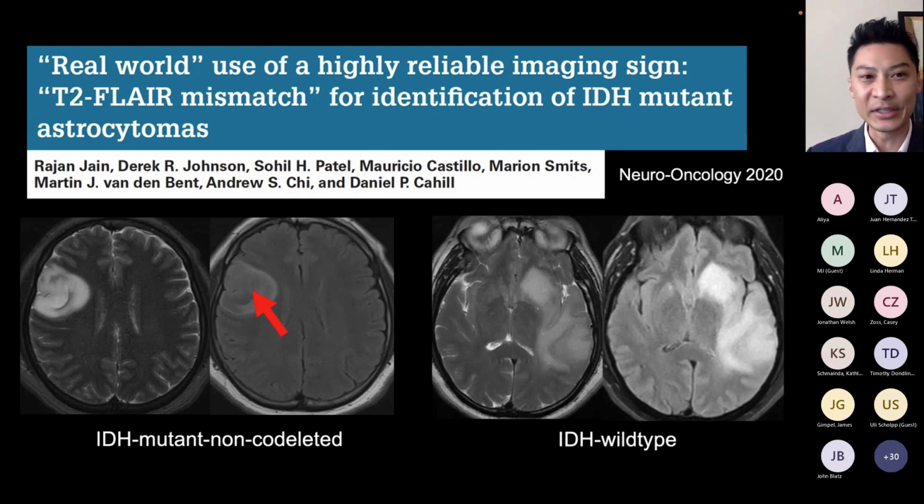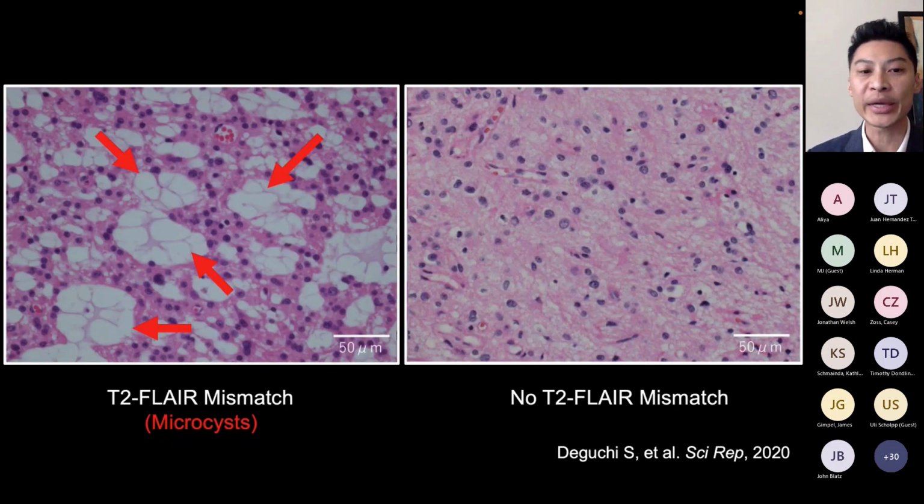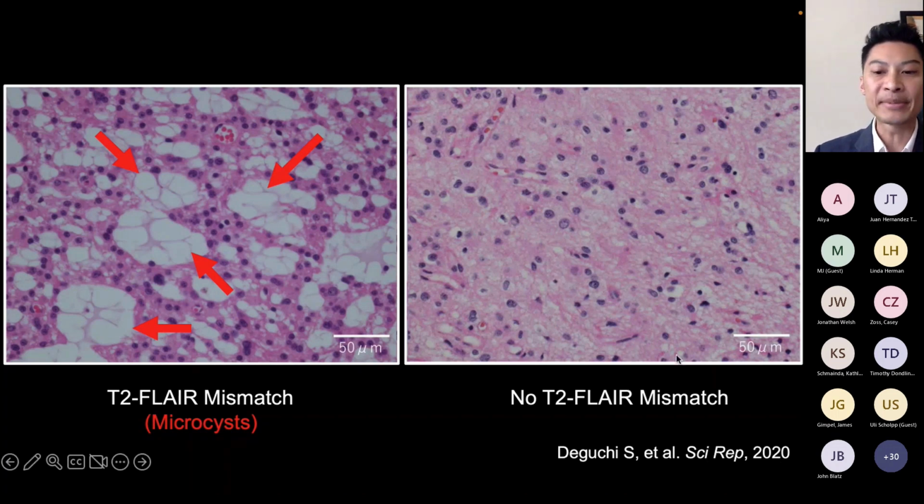So what is the T2 flare mismatch sign? What is responsible for that? When we look at histopathologic studies, we can see that areas of T2 flare mismatch tend to have microcysts, which makes a lot of sense with the MRI findings, right? Because usually cysts are T2 bright, and they suppress on FLAIR. Now, in the absence of the T2 flare mismatch sign, you don't really see the microcysts.